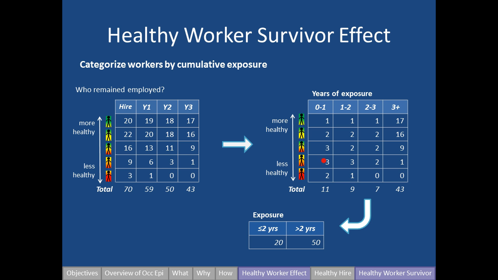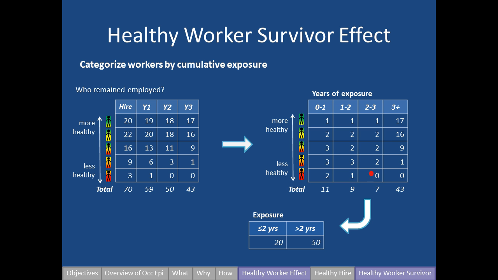And this is just the distribution. So here, we lost 3 people. 3 people left. So now they're in this cell. And the next year we lost 9 people. So they're here, again, the distribution, and this goes all the way through. And we ended with 43 individuals at year 3. So the people who have 3 or more years of exposure is 43. And here we had 3 people leave, so that's the 3. Here we had 2 people leave, that's the 2. So this is just the number of people in this exposure category.